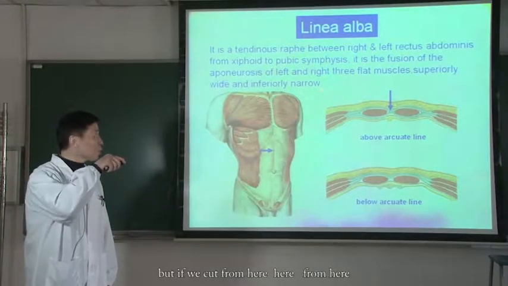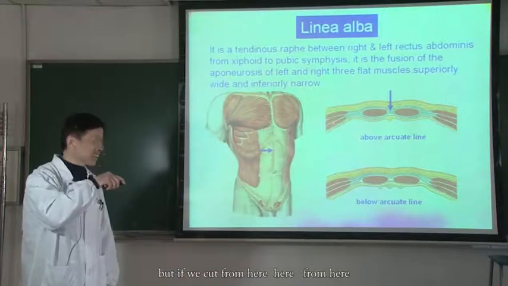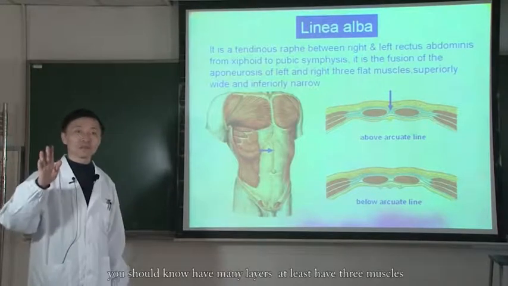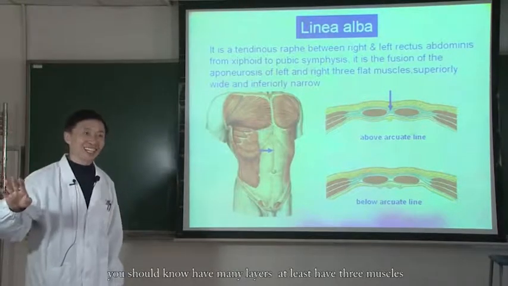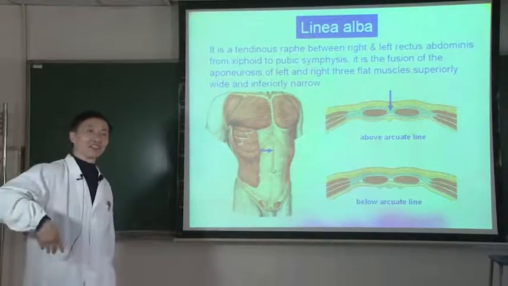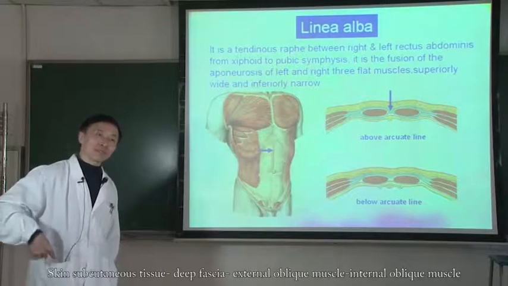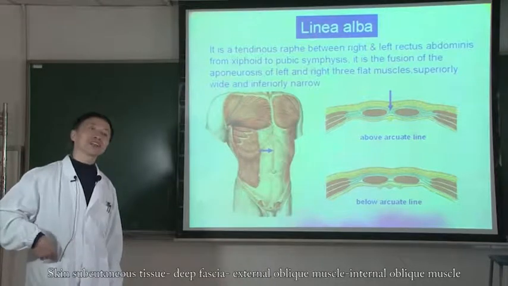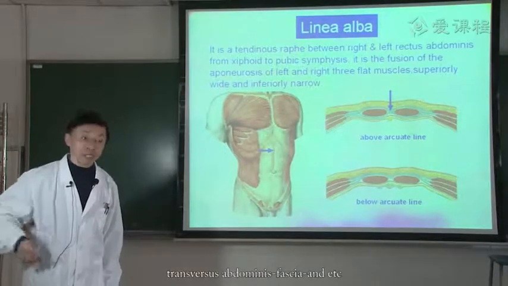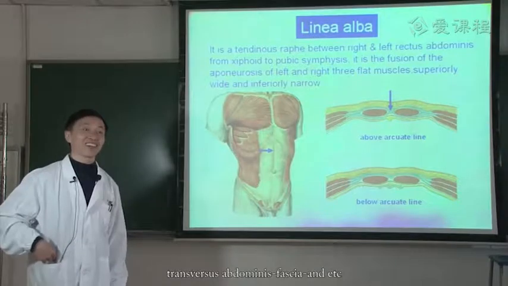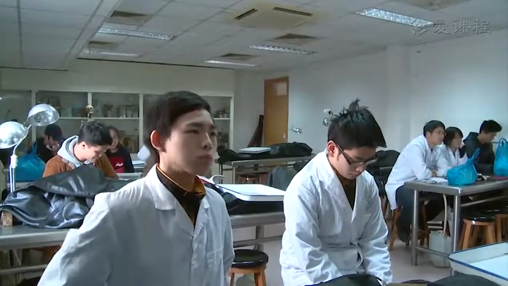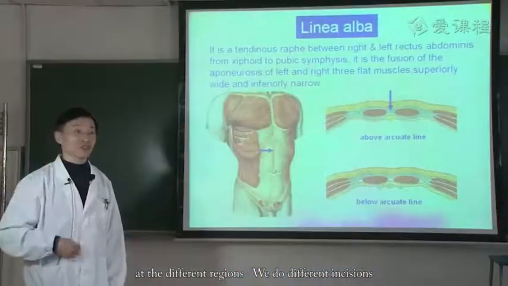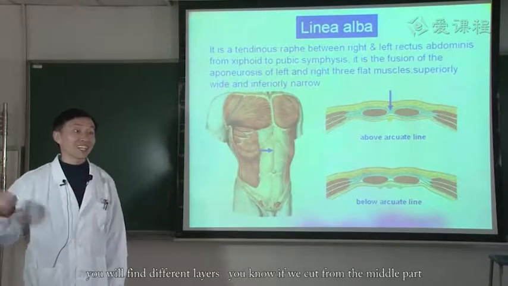But if we cut from here, you should know there are many layers. At least three muscles: skin, subcutaneous tissue, deep fascia, external oblique muscle, internal oblique muscle, transversus abdominis muscle, fascia, and so on. In different regions, we make different incisions, and you will find different layers.